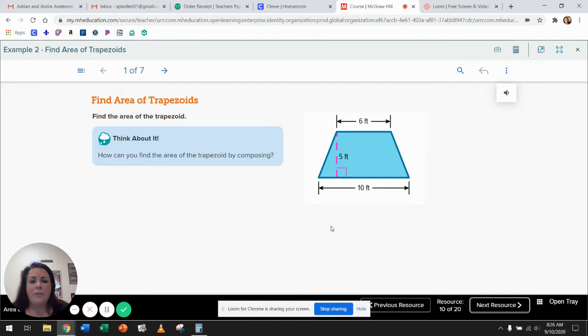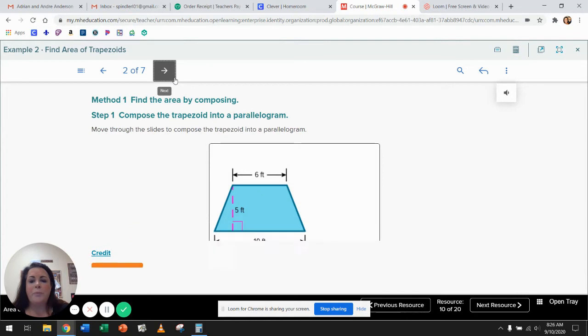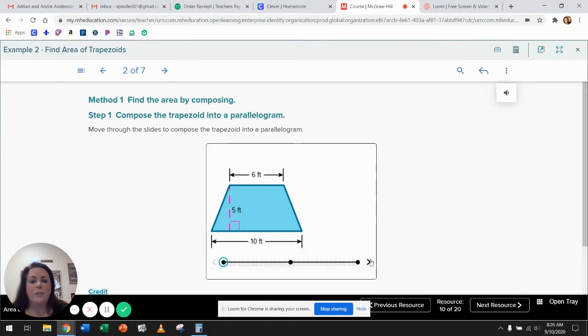So here we are given a trapezoid. We have 6 and 10 as our bases, okay? And we have 5 as our height. So once again, we have 2 different ways we could do it. We could decompose it, right? Or double it and then have it, okay? You could flip it over like this.